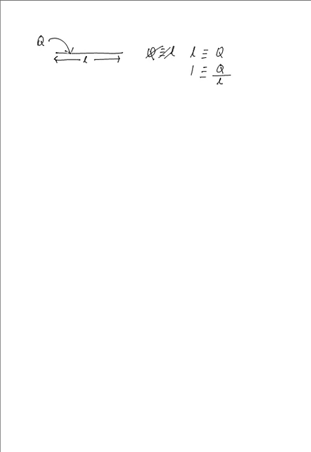So L has an equivalent Q amount of charge, so a unit length will carry Q by L amount of charge, and that is defined as lambda, that is the linear charge density.